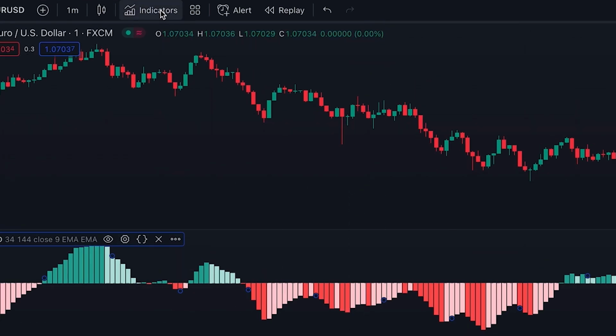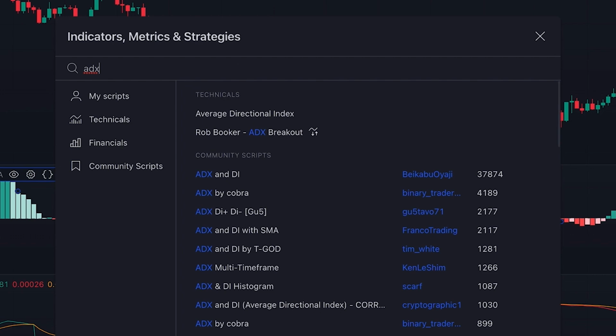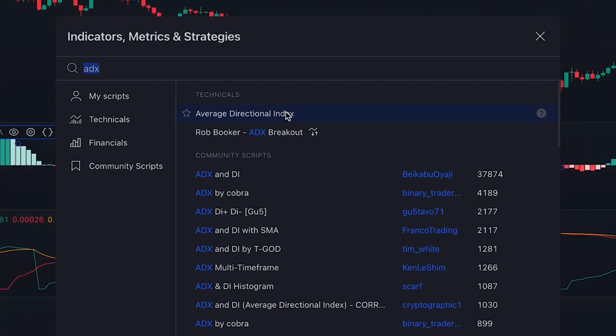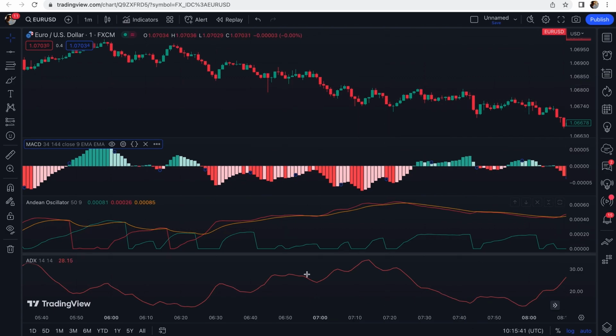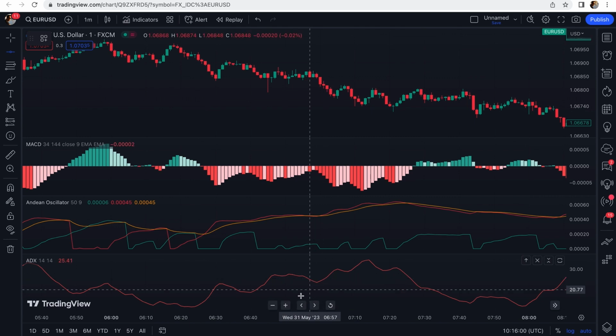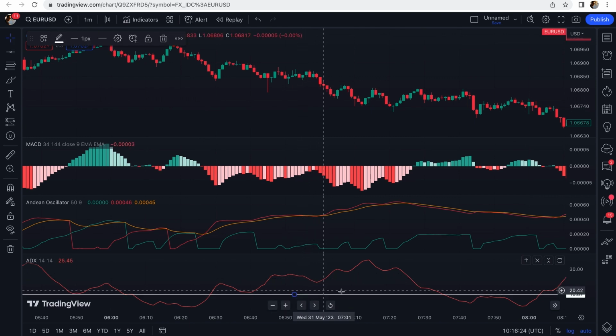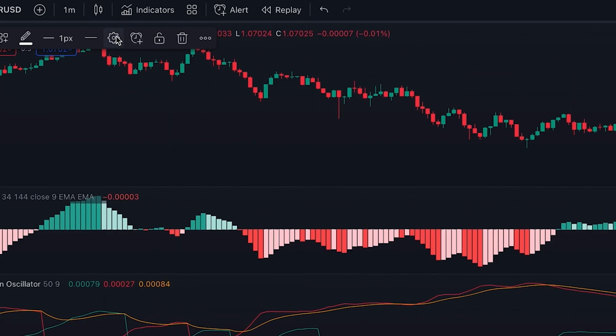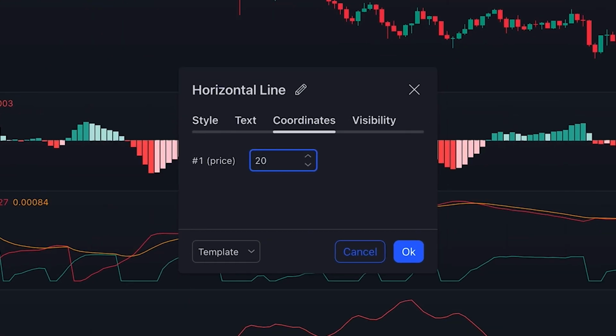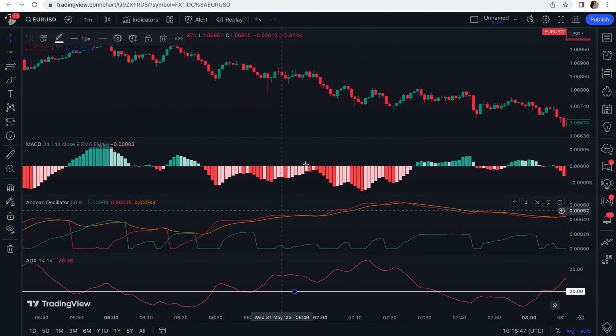And the last indicator that we should add is ADX, average directional index, and this indicator is going to help us with trending and non-trending markets. We use it with default settings, and we just need to add a horizontal line at the 20 level. If it's not at 20, you can go to the line settings here and simply set it at 20. Alright, everything is already set on the chart.